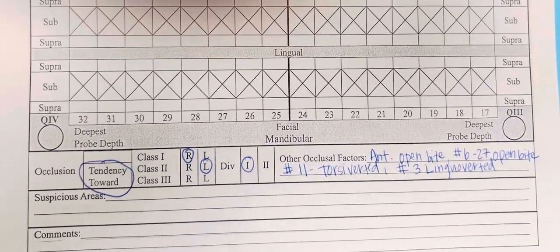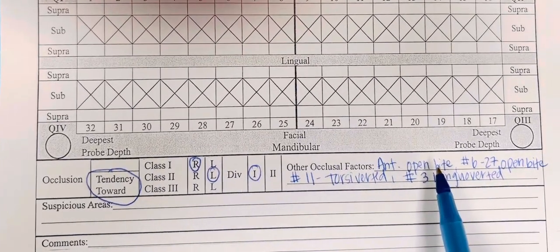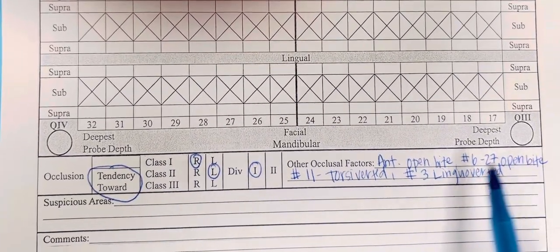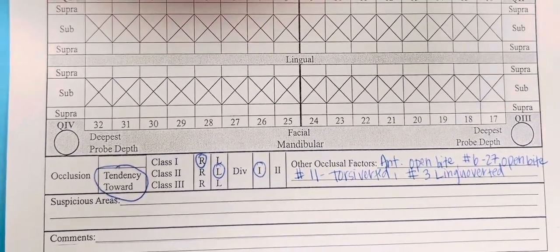And in conclusion, you want to always evaluate occlusal classification, malrelations of groups of teeth, and malrelations of individual teeth. Will give you a complete occlusal evaluation.